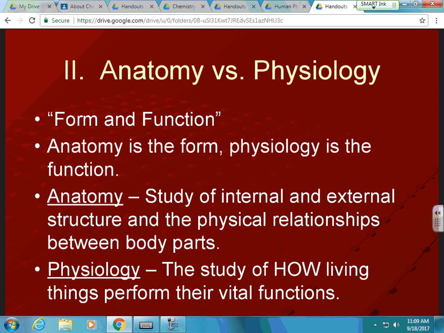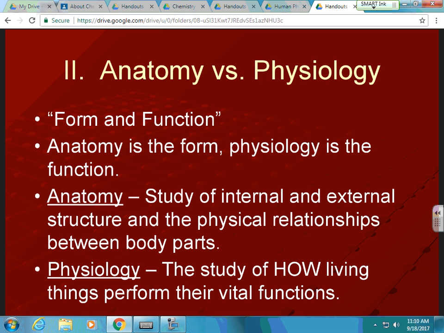Now, physiology is like the how. How does it work? So, if we were just studying, say, the anatomy of the heart, we might look at where blood vessels enter and exit. We might look at what chambers there are and what valves there are. Whereas if we looked at the physiology, we would be studying how it actually works. What makes it beat? What makes it go? That's the how.